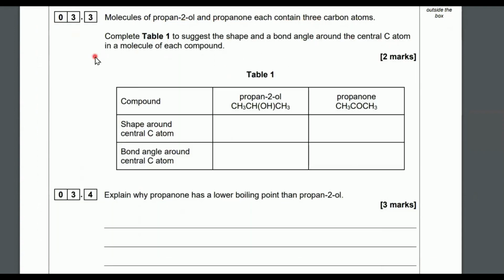Molecules of propan-2-ol and propanone each contain 3 carbon atoms. Suggest the shape and bond angle around the central carbon atom in each molecule of each compound. So let's look at propan-2-ol. The CH is the central carbon where the others come off of. So we're going to write CH3, OH, and CH3 coming off.